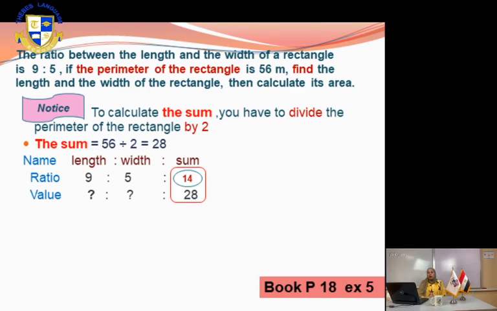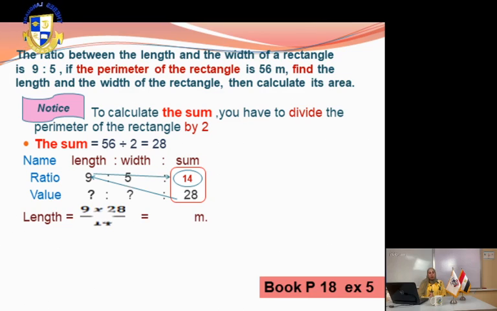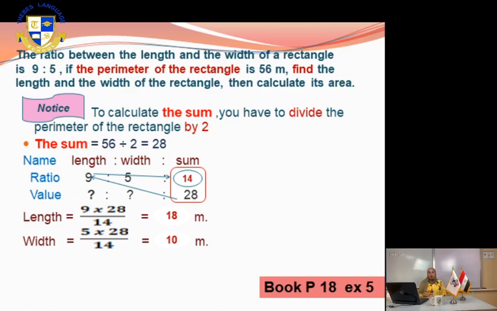Length equals 9 by 28 over 14, equals 18 meters. Width equals 5 by 28 over 14, equals 10 meters. But I don't want length or width. I want the area. Remember, area of rectangle equals length by width. So it will be 18 by 10, equals 180 square meters.